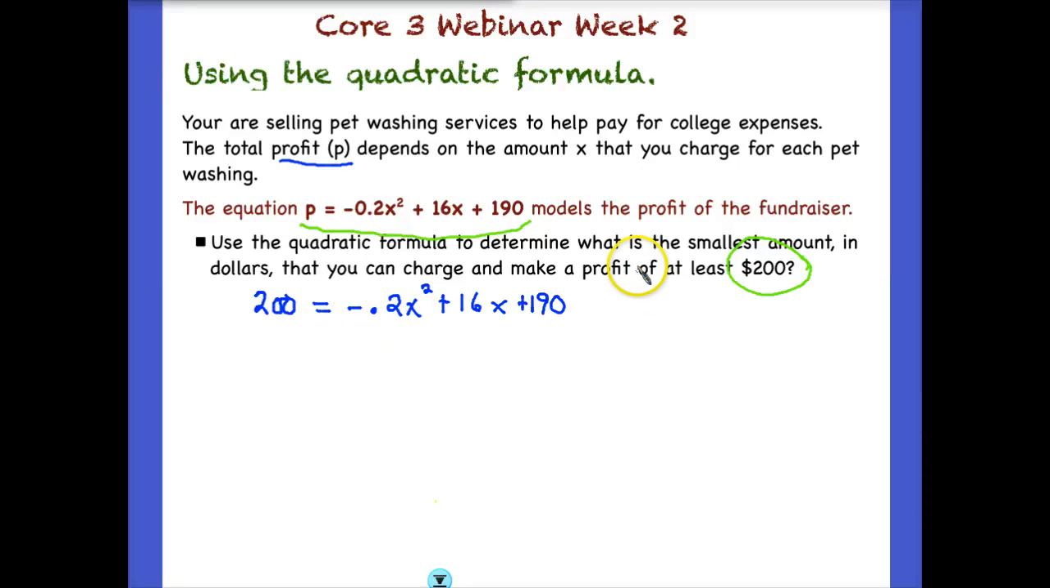And so hence this part of the equation, what is the smallest amount in dollars that I can charge? Remember, X is the amount that I charge. So I'm going to get 2 answers, and I'm going to obviously choose the smallest one. Well, in order to use the quadratic formula, what does this equation need to be equal to? Ah, very good, Alyssa. 0. Oh, very nice, Emma. Okay, good job, you guys, 0. So we have to put the 200 over with the other side. So we have to subtract 200 from the other side. So that gives us our quadratic equation, which we can now use in the quadratic formula.